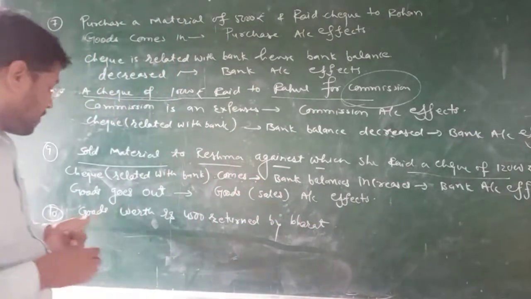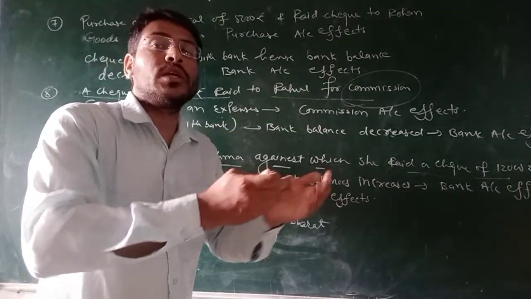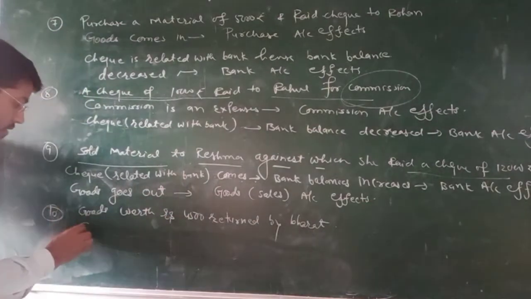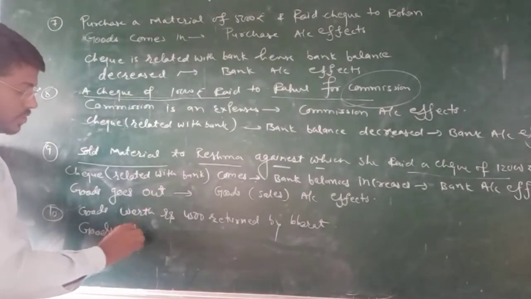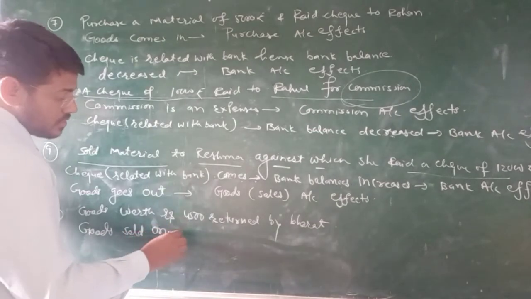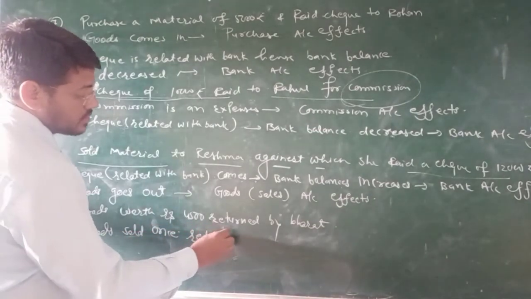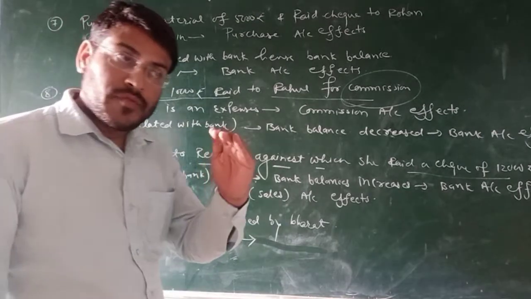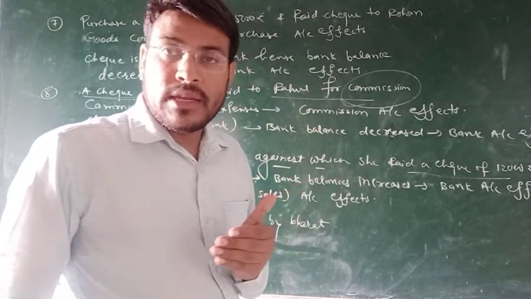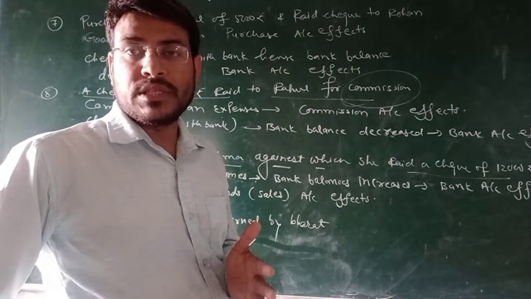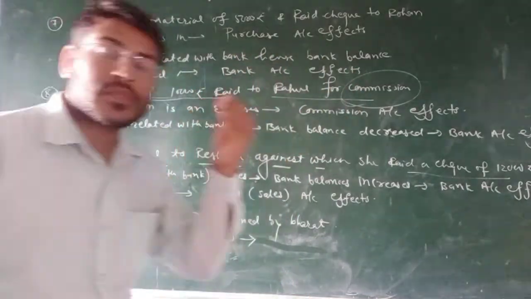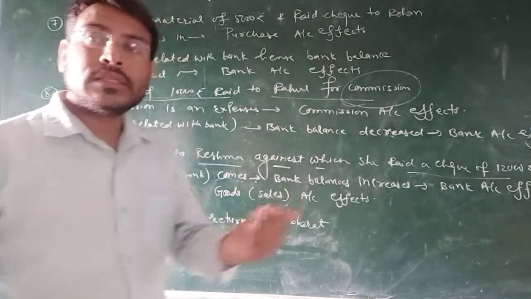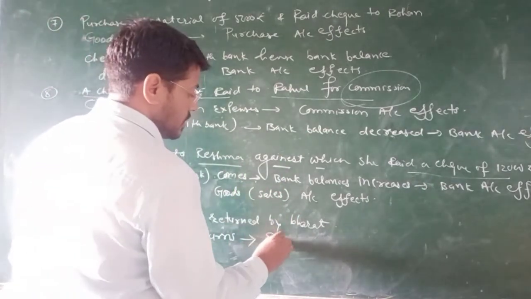Which are the effects? The first one, goods humne unko sold kiye the, wo sold kiya hua goods hamare paas wapas aa raha hai. The goods come in. Goods sold once, returned back, ya returns. Ek baar becha hua maal wapas aa raha hai. When we have sold those goods, then we have treated it as sale of business. Now if they are returned back, means sale kiya hua goods wapas aa raha hai, it can be said sales return. Sales return account.